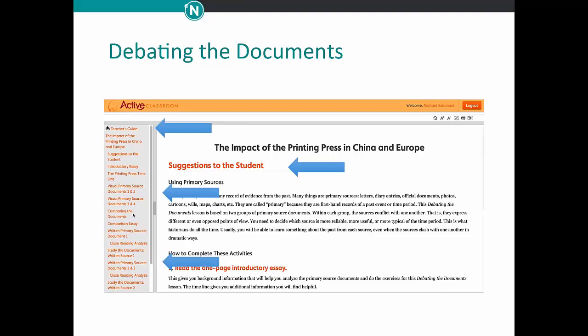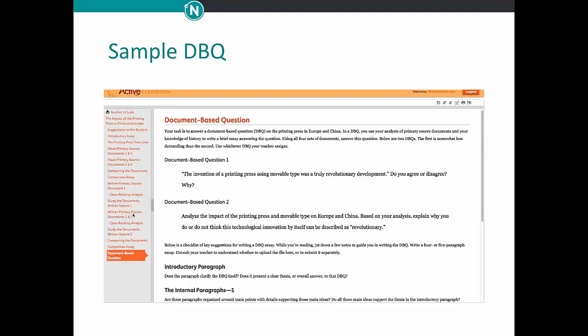Also, in addition to visual sources, there are written historic sources. So we'll take a minute and look at some of those in the next slide or so. Now, at the end of the lesson, students are invited, or I guess in our case they're assigned, to write an answer to a document-based question.